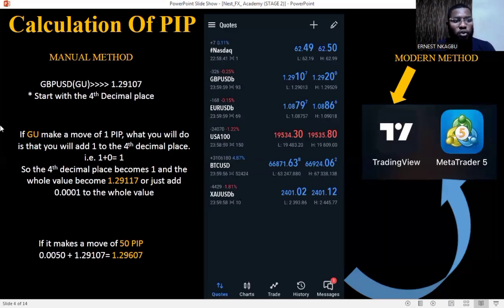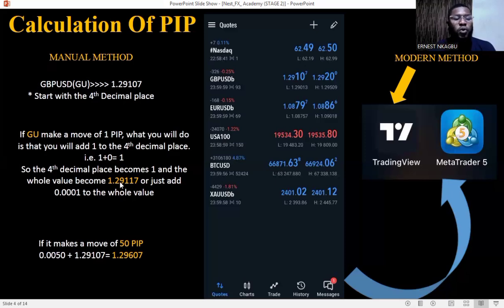Do you understand? So you can do it like this or like this in terms of the manual method of calculating pips. The fourth decimal place becomes 1 and the whole value becomes 1.29117, or you can just add 0.0001 to the whole number. When you add 0.0001 to this number, it gives you this. This is just a normal calculation.